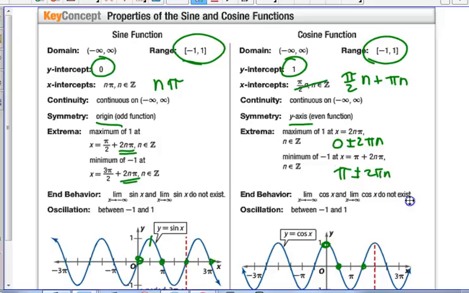Okay? Last thing, because this oscillates between -1 and 1, it has no limits, okay? It has no end behavior, because anywhere out at the end, it will continue to go up and down.